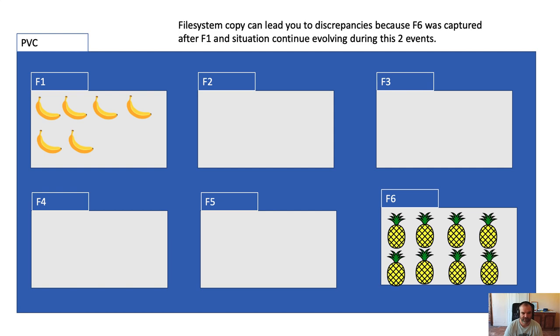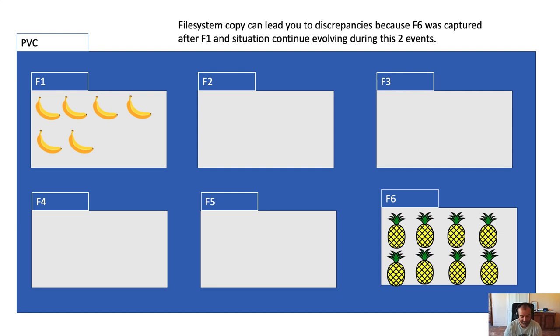If you do a file system copy, you copy each file one by one while the system is still evolving. So you may find yourself at the moment of the backup taking the 6 banana, but when you finish the copy, you finish with F6 with 8 pineapples. And you are not in the real actual state of the file system before the crash. So you're not crash consistent. It's why you need to use snapshot to take good backup.